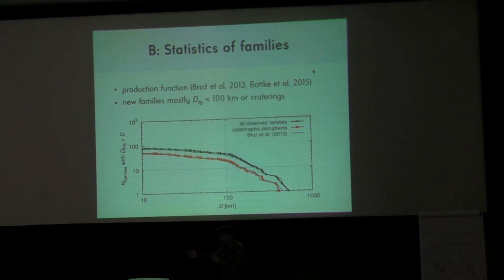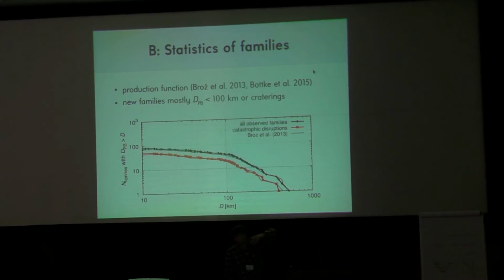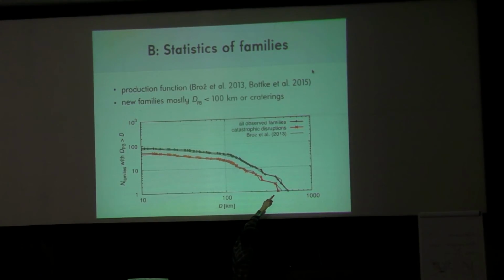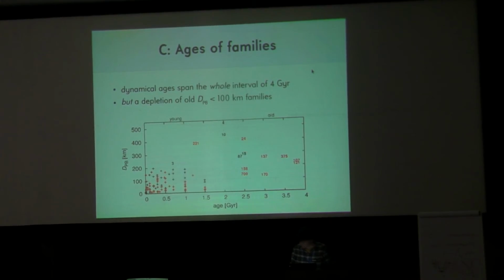identify the families again and again, at least the red curve does not change substantially. So we think that the sample of families larger than 100 kilometers, in which are catastrophic disruptions, is complete. We are not missing families of this size.